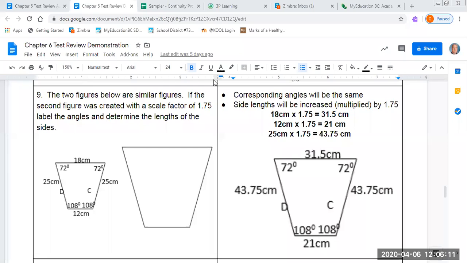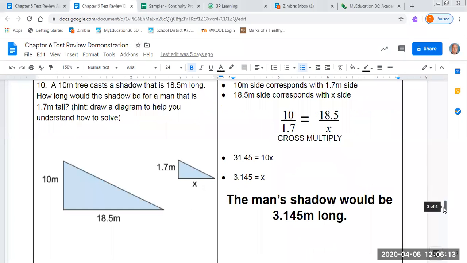And looking at the last question then, it says a 10-meter tree casts a shadow that is 18.5 meters long. How long would the shadow be for a man that is 1.7 meters tall? So I put a hint here that it might be helpful to draw a diagram to help you understand this. So let's take a look at how this works.